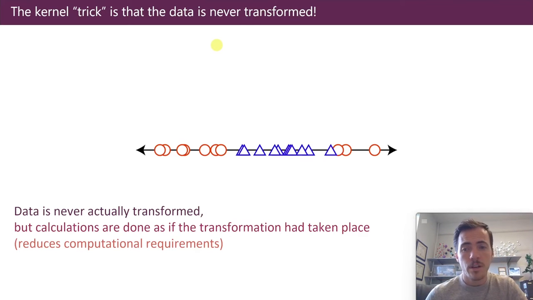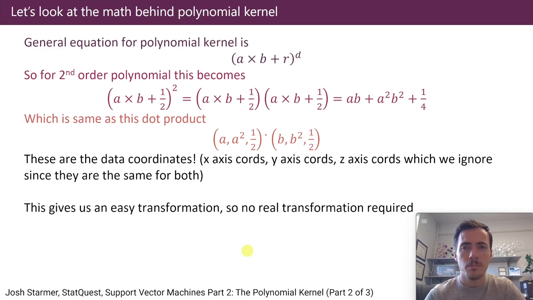That gets really hard. So the trick is that you never actually have to transform your data. But the calculations are done as if the transformation had taken place, and this greatly reduces your computational requirements. So you're saying, okay, but how? Well, you can show it pretty simply with the polynomial kernel example, right?